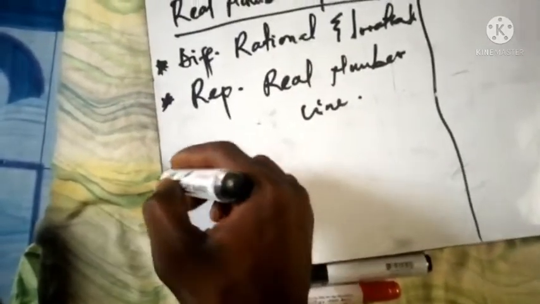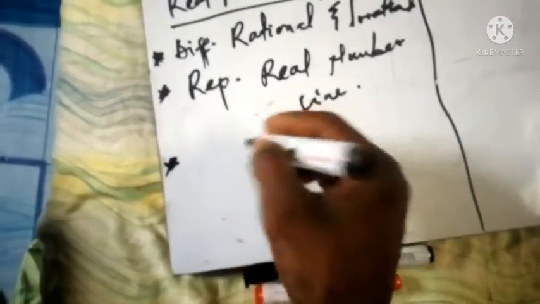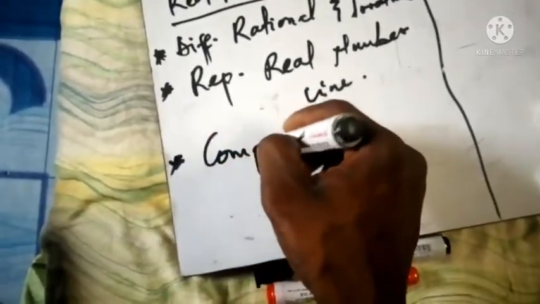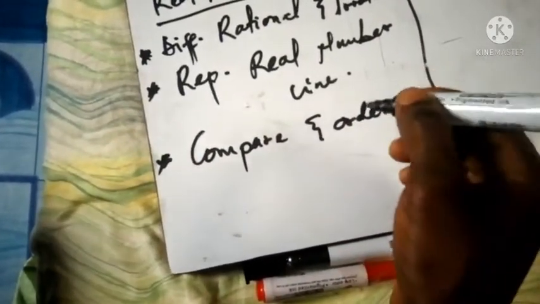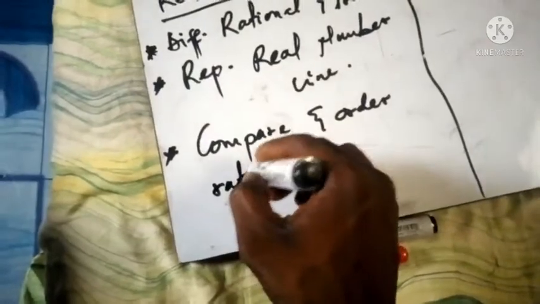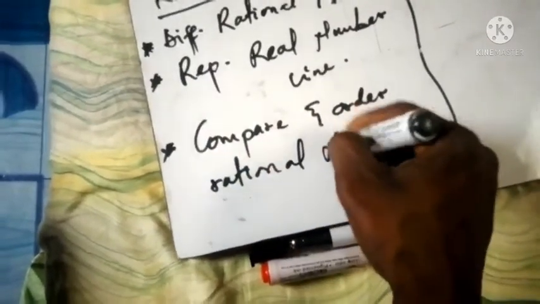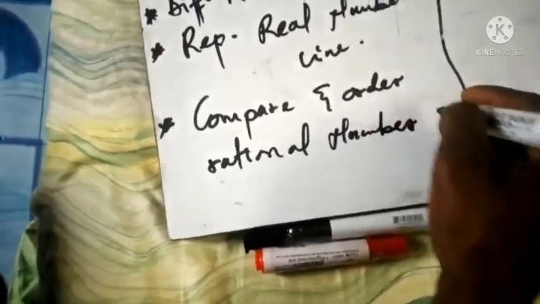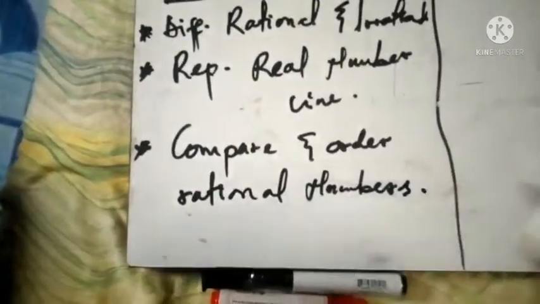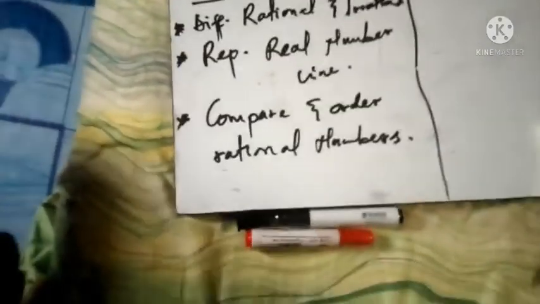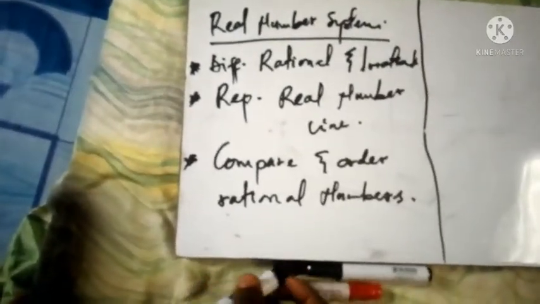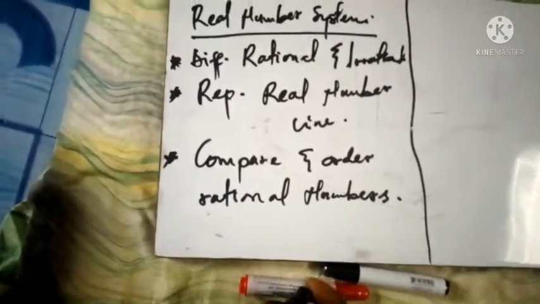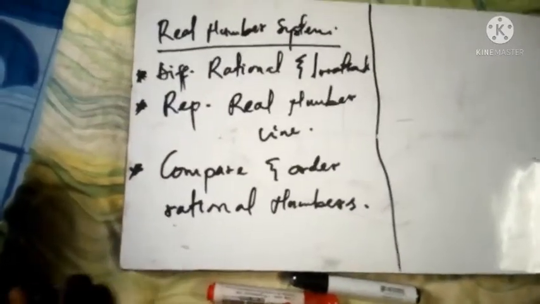And then the final one is we will compare rational numbers. Okay, so I believe these are the three things you have to look at under the real number system for this particular video. So without wasting time, let's get into it.